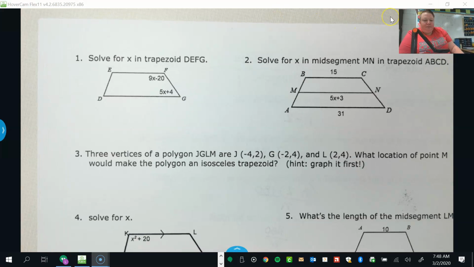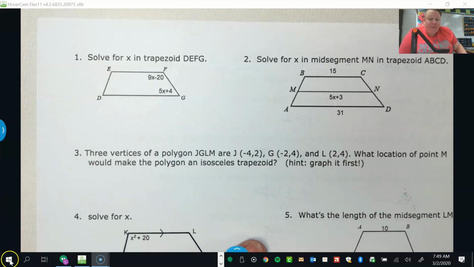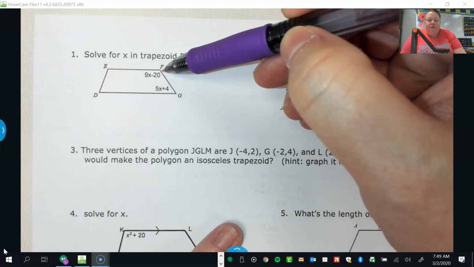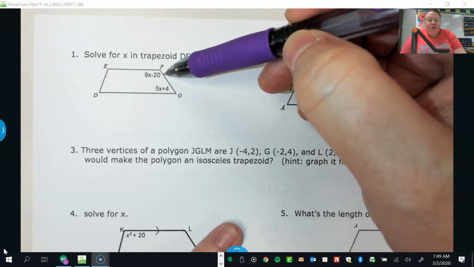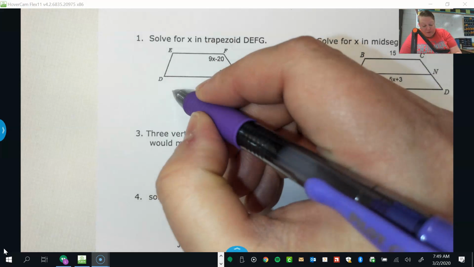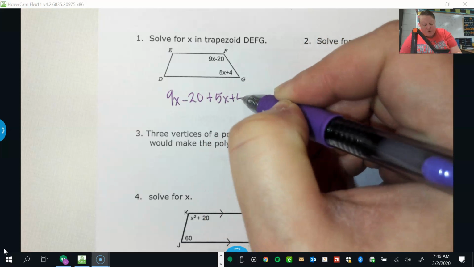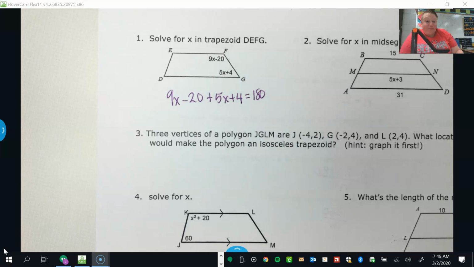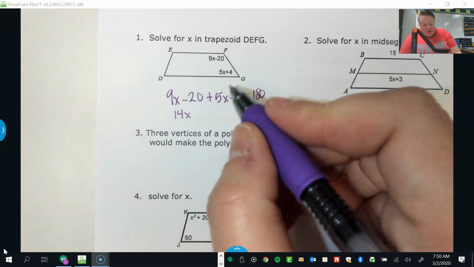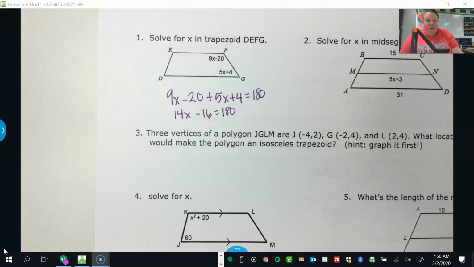Number 1 here, the property is that consecutive angles, that means one right after the other, consecutive angles on the same leg are supplementary. So I know that 9x minus 20 plus 5x plus 4 equals 180. And I'm going to go ahead and solve for x. So that's 14x minus 16 equals 180. I just combined like terms.